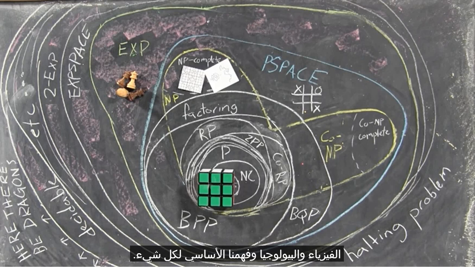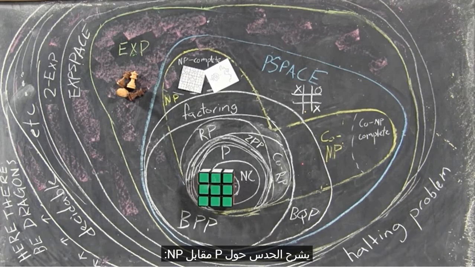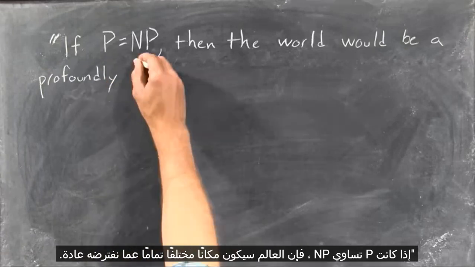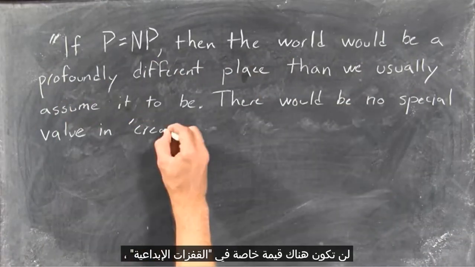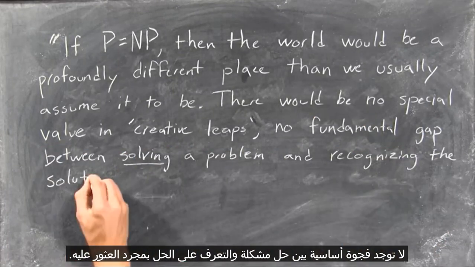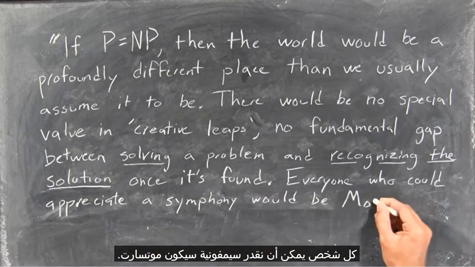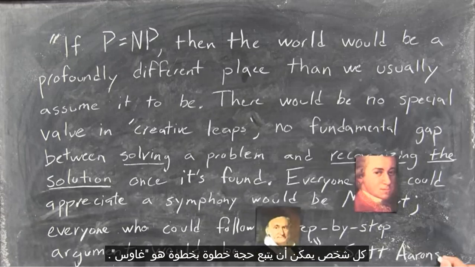As an example of those implications, here's how Scott Aaronson, a complexity researcher at MIT, explained his intuition about P versus NP. If P were equal to NP, then the world would be a profoundly different place than we usually assume it to be. There would be no special value in creative leaps, no fundamental gap between solving a problem and recognizing the solution once it's found. Everyone who could appreciate a symphony would be Mozart. Everyone who could follow a step-by-step argument would be Gauss.